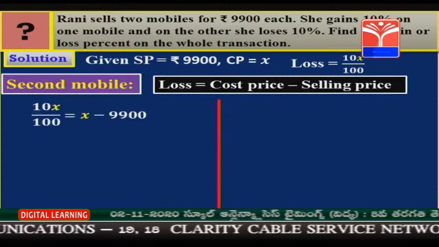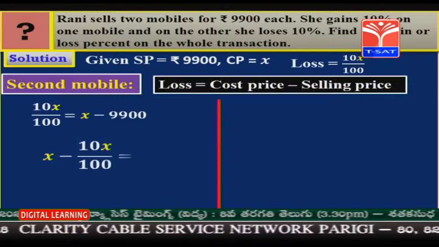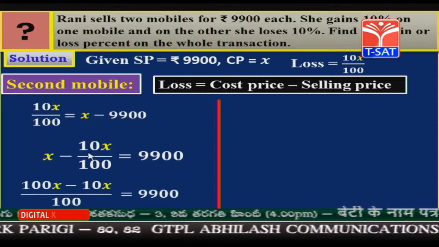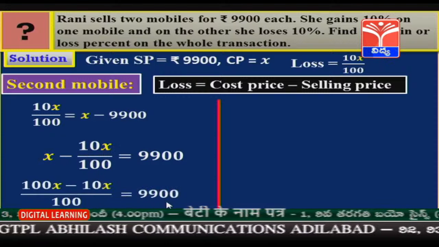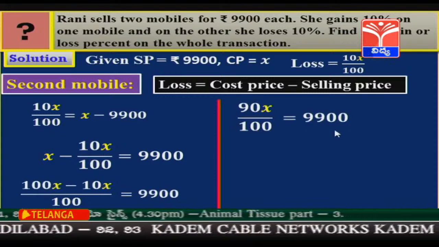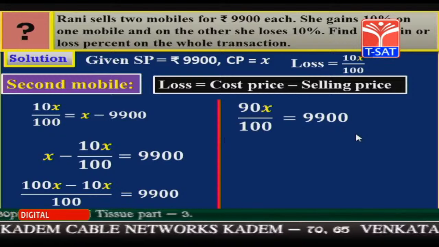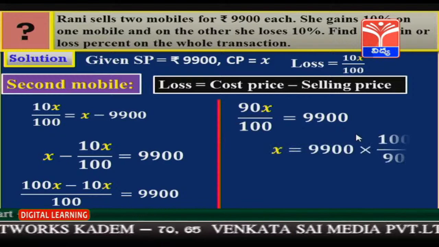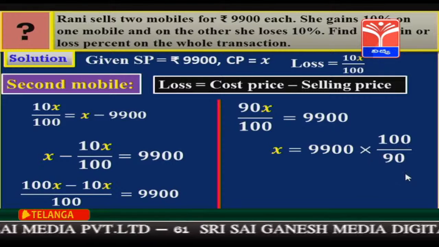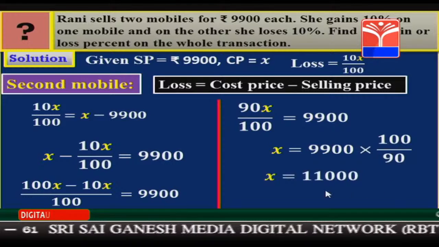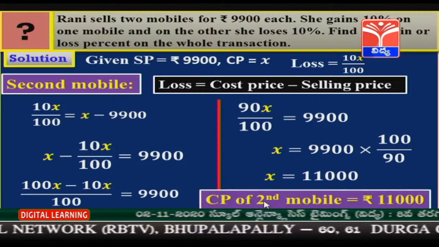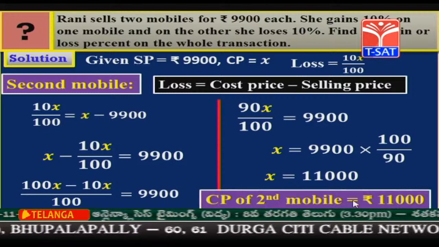So, let us solve this equation. On taking LCM here, we get (100x minus 10x) by 100 is 9,900, and subtracting these two we get 90x divided by 100 equal to 9,900. Now, what is the value of x, children? Yes, 9,900 into 100 by 90. This on simplification we get 11,000 rupees. Therefore, I can say the cost price or CP of the second mobile is 11,000.